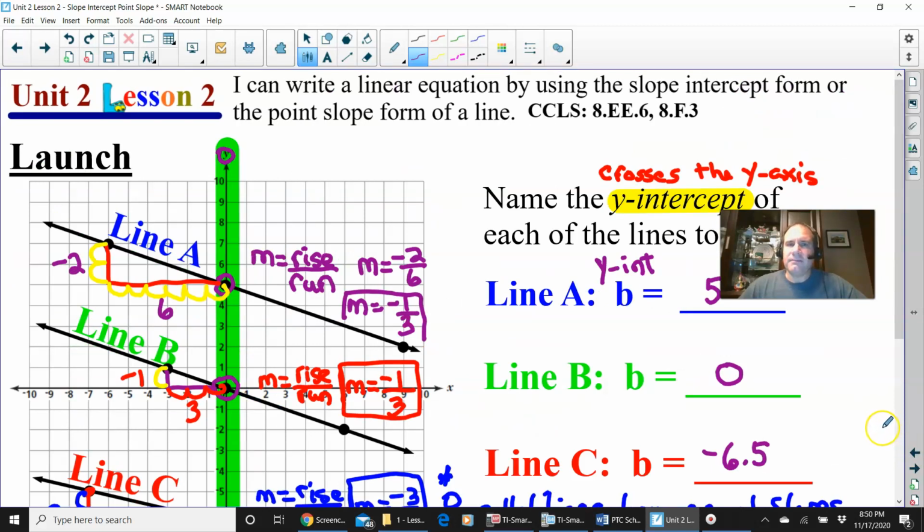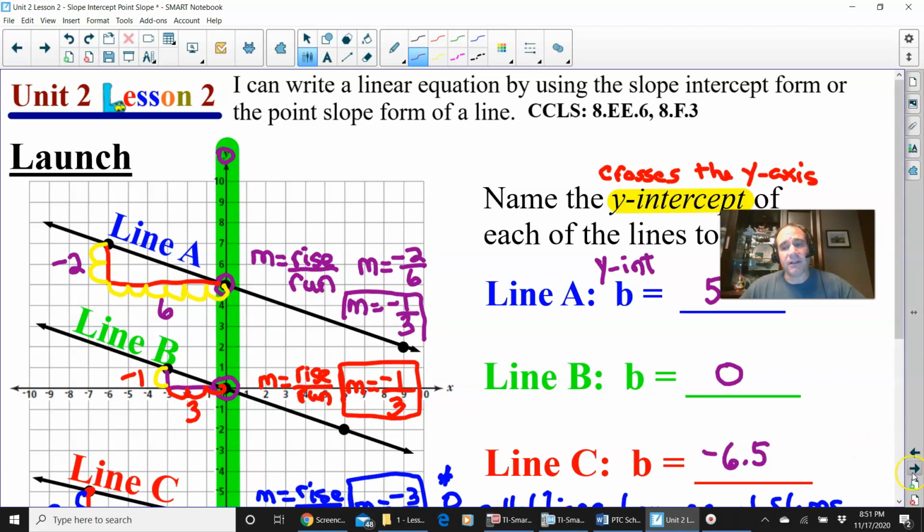Line A and line B were parallel. What was their slope? Line A slope was negative 1 over 3. Line B slope was negative 1 over 3. They had the same slope.